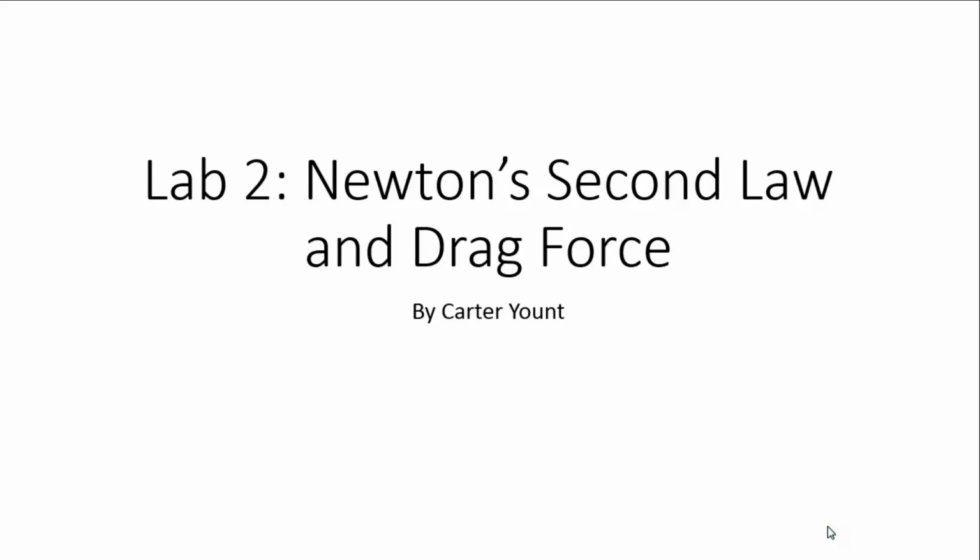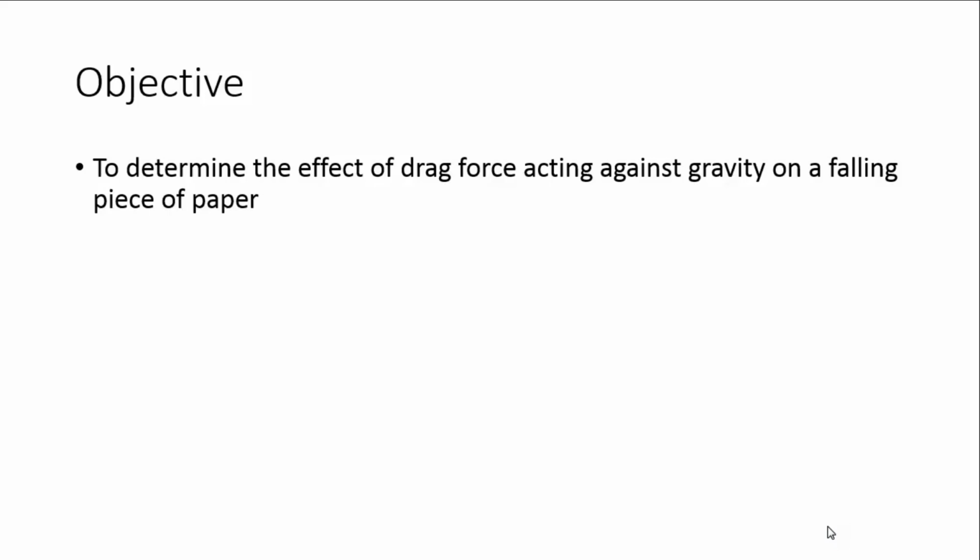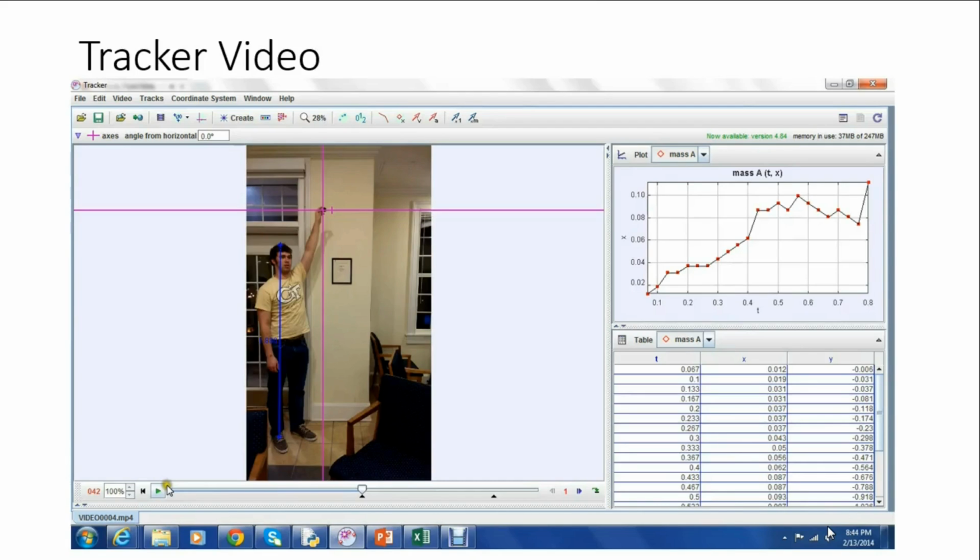Lab 2, Newton's Second Law and Drag Force, by Carter Young. The objective of this experiment is to determine the effect of drag force acting against gravity on a falling piece of crumpled up paper. As you can see, I held the crumpled paper as high above my body as I possibly could and dropped it.